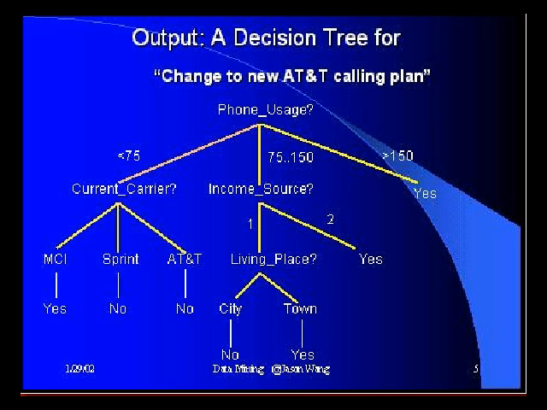If the phone usage is less than 75, and if the current carrier is AT&T, then no, that family will not change to the new AT&T calling plan. They will still use the older plan. If the phone usage is between 75 and 150, and the income source is 1, and that family lives in the city, then no, that family will not change to the new AT&T calling plan.